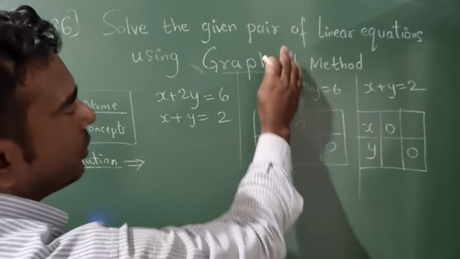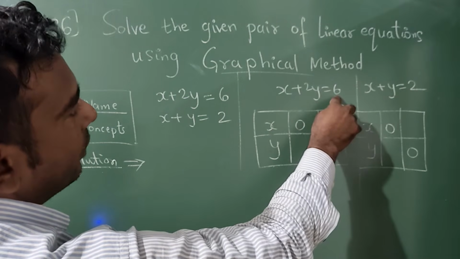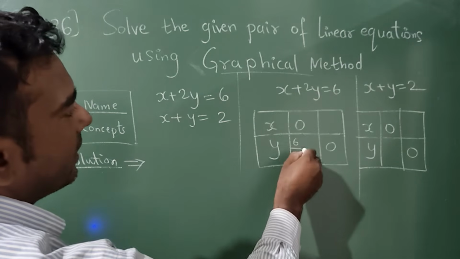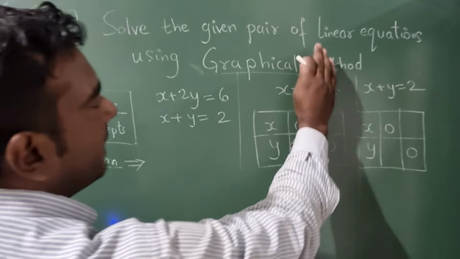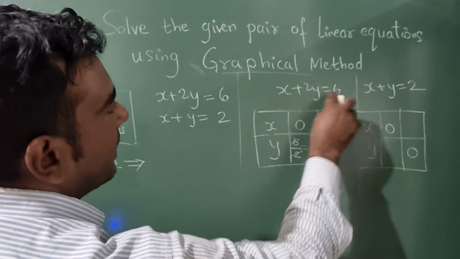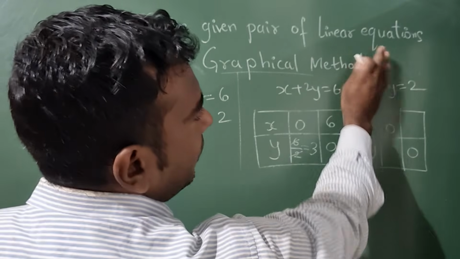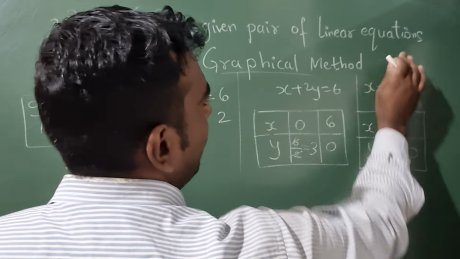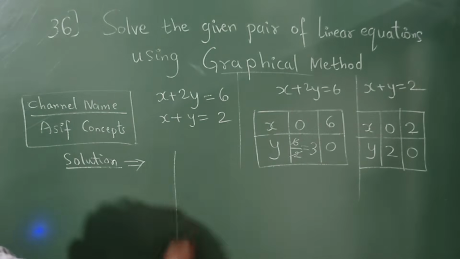Now, when x equal to 0, close this. So you can see 2y is equal to 6. 6 divided by 2 because there is a coefficient here. So it is 3. When y is 0, close this. So x is 6. When x is 0, you can see y is equal to 2. When y is 0, x is 2. Fine. Now draw the graph.